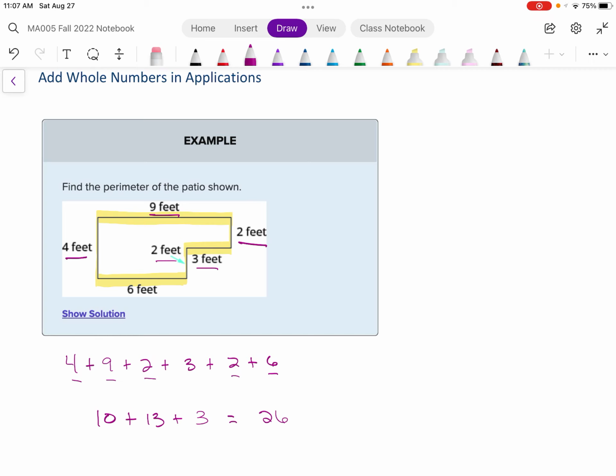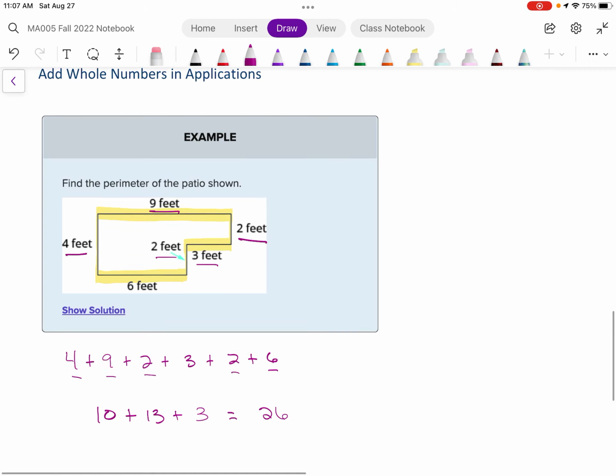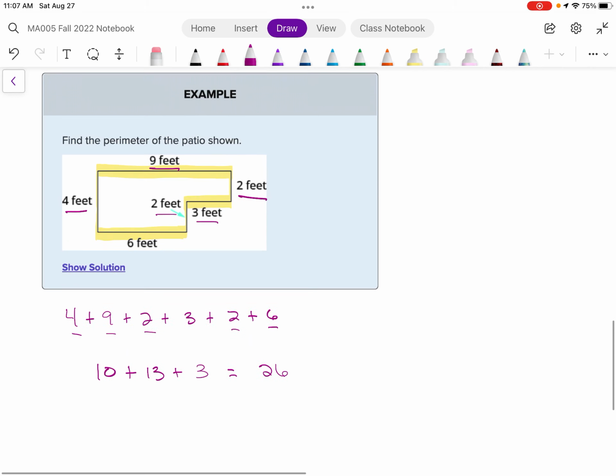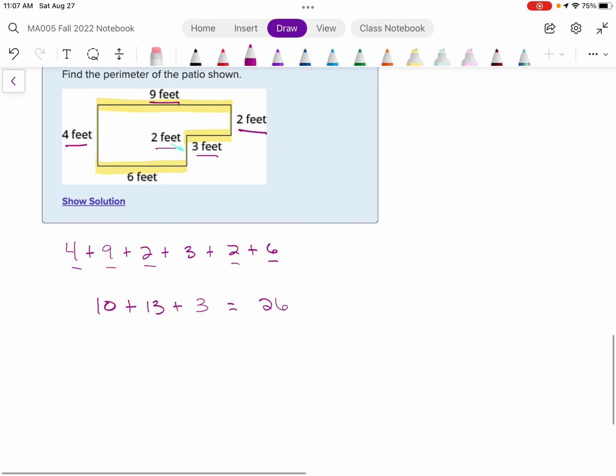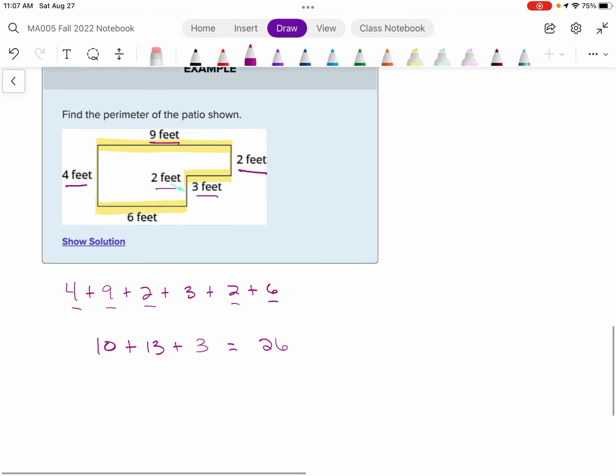I did not have a key for that, so hopefully that's right. I got 23 plus 3. That looks good. And then if you're doubting yourself, of course, you can always grab a calculator. Learning to use a calculator is part of this class, so make sure you have a real one.